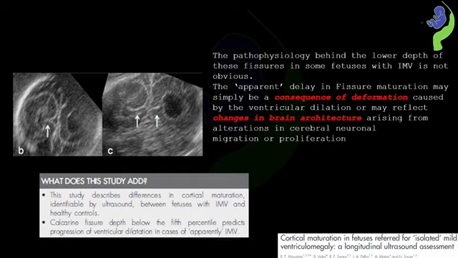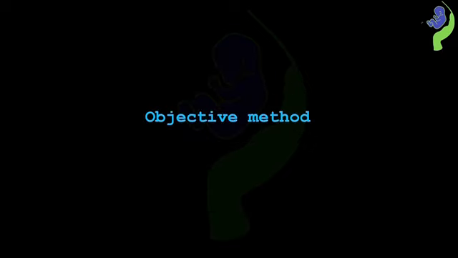Now let's move on to the objective method. Is it mandatory that you have to do the objective method of assessment of these sulci in all cases? No, it is not mandatory to assess in all cases. But it may be important in cases like unilateral ventriculomegaly or any other cases where you suspect cortical maturation defects.